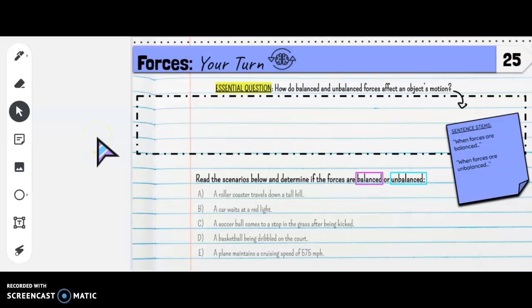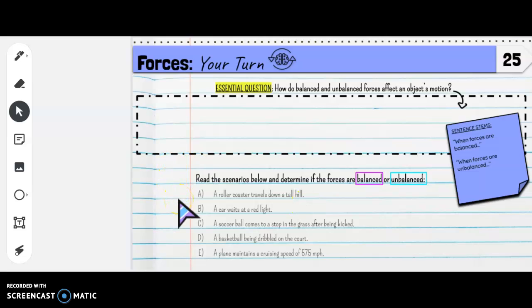To apply our notes from today, we'll take a look at the guided practice. Let's remember our essential question for the lesson says, how do balanced and unbalanced forces affect an object's motion? And there are sentence stems that you can use, and you can go back and answer this after our guided practice. Here at the bottom, it says to read the scenarios below and determine if the forces are balanced or unbalanced. So for A, it says a roller coaster travels down a tall hill.